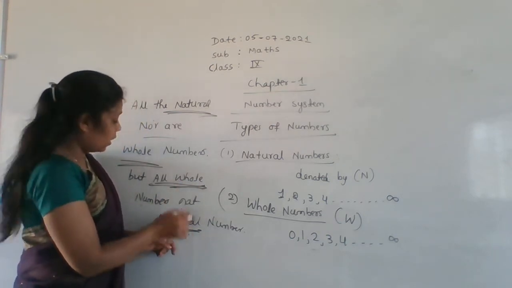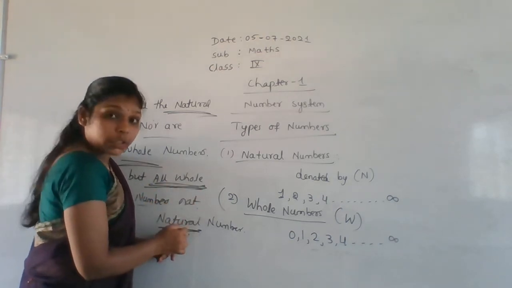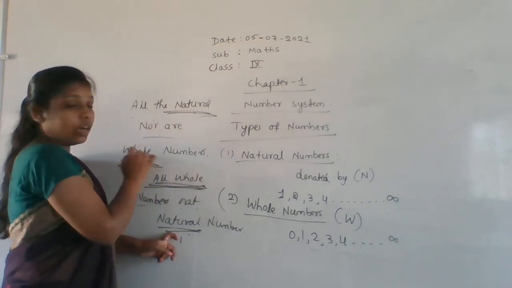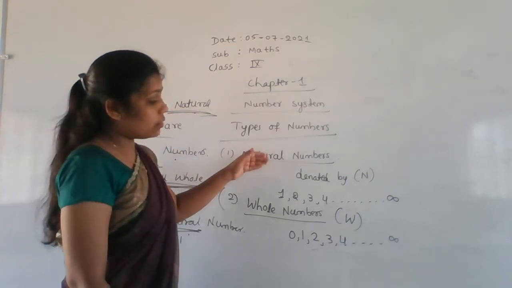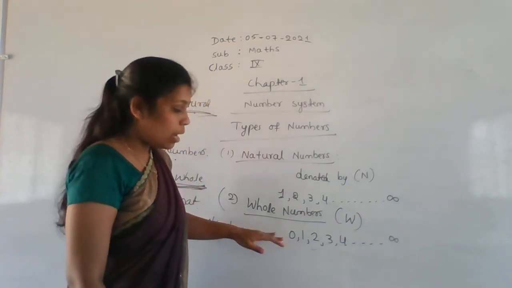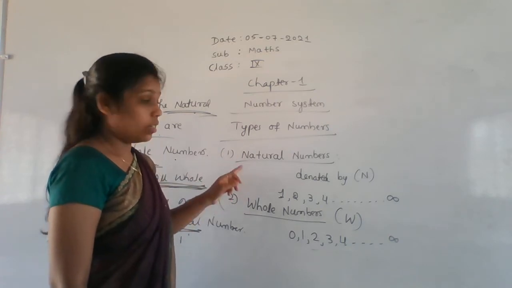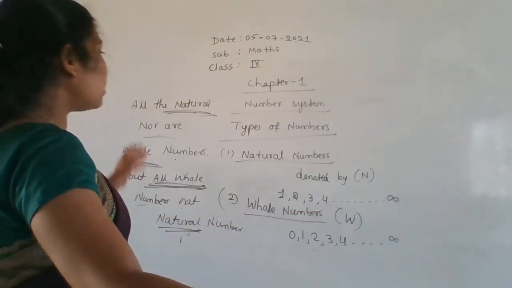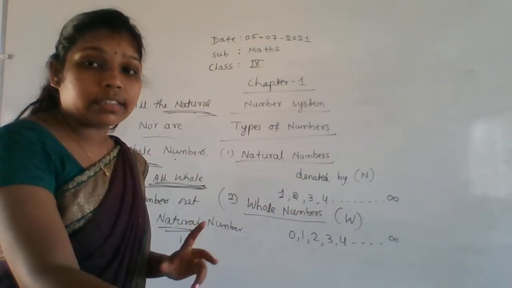Understanding what I am saying here? So all whole numbers are not natural numbers. Okay? But all the natural numbers are whole numbers. We can say it like that: all natural numbers are whole numbers, but all whole numbers are not natural numbers. That is the meaning of this one. Try to understand the difference between these two. They will give statements like this only. They will confuse you. You have to think and answer for that.